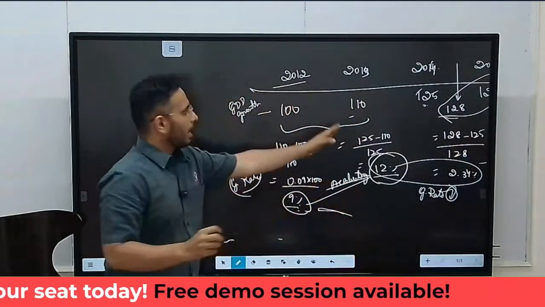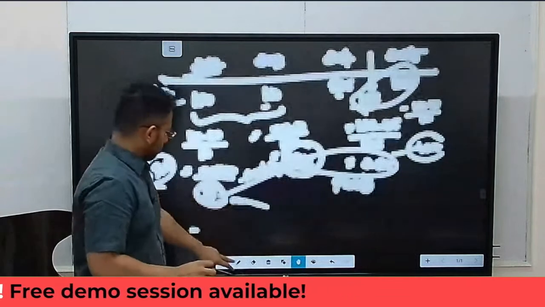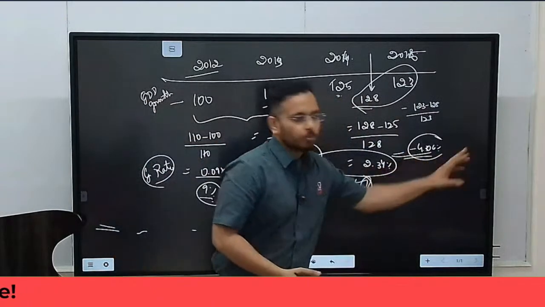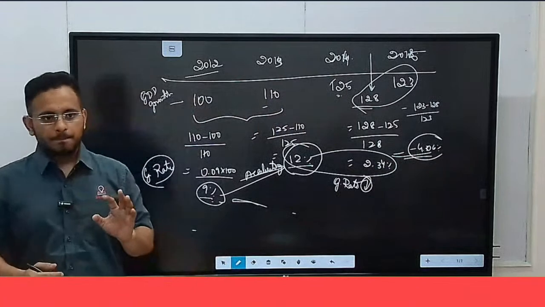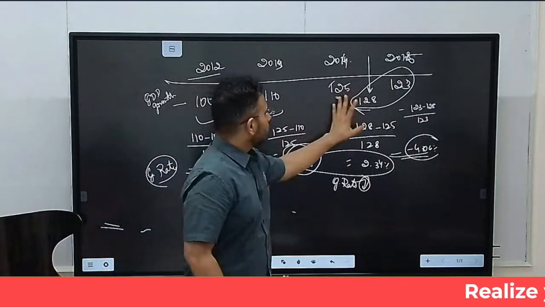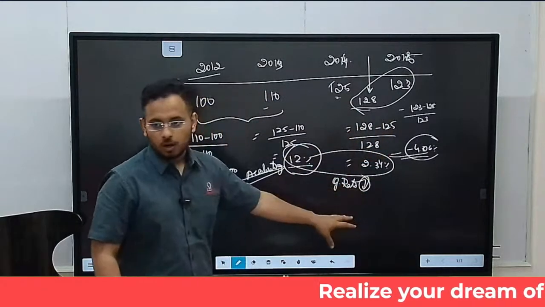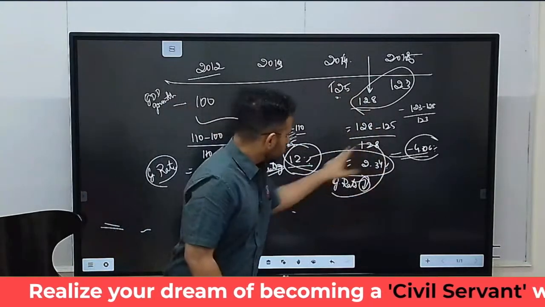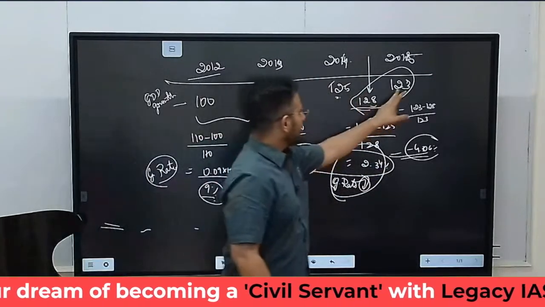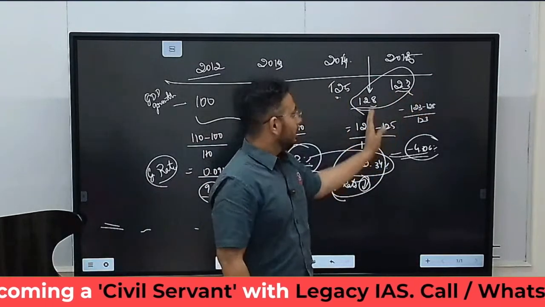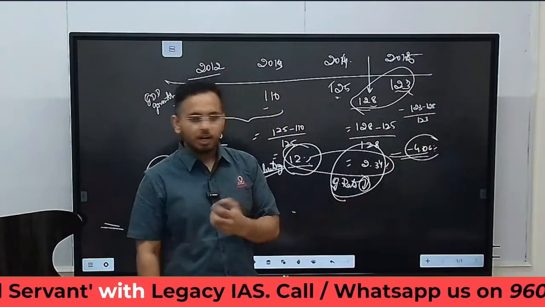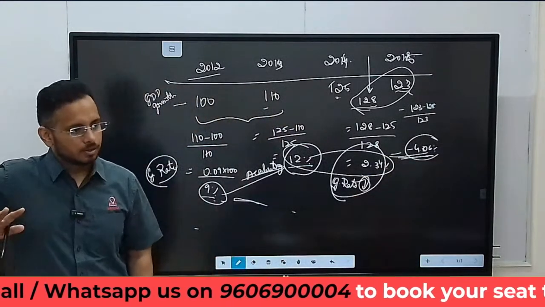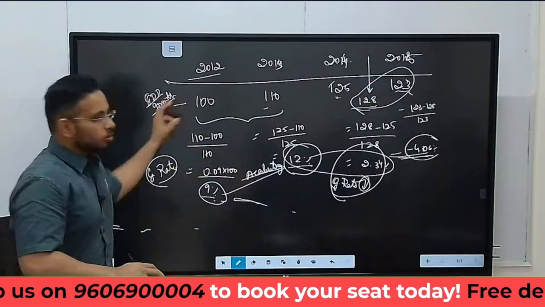Here the GDP expanded. Here the GDP contracted. What is the rate of contraction? Minus 4.06%. Between 125 to 128, the growth rate slowed down. It was growing, 125 to 128, but the rate of growth slowed down compared to last year. From 128, it came to 123. It did not grow, rather it reduced. What is the rate of reduction? Minus 4.06%. Understood? Everyone. So get to know the difference between GDP growth and growth rate.